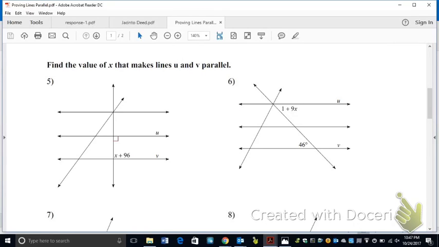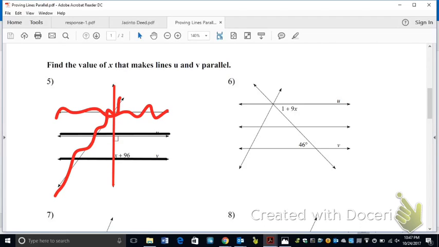Moving on. So let's look at number 5. Now number 5 has 5 different lines on it. It's got 3 lines that look like they could be parallel and then 2 separate transversals. But notice a lot of that is just extra information, so we can get rid of that because all we're really looking for is what makes U and V parallel. And so what value of X is going to make U and V parallel? So those are our 2 lines, U and V. The transversal that creates the angles we're talking about is that right there. Everything else is irrelevant.